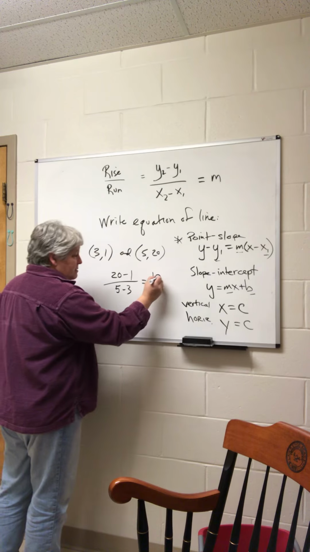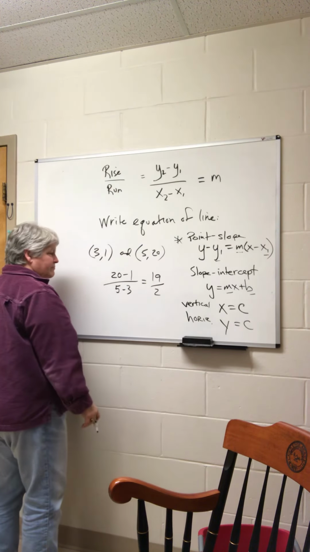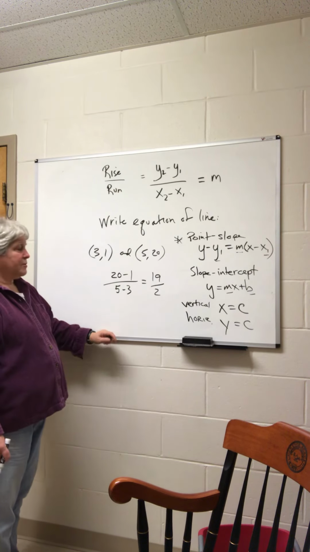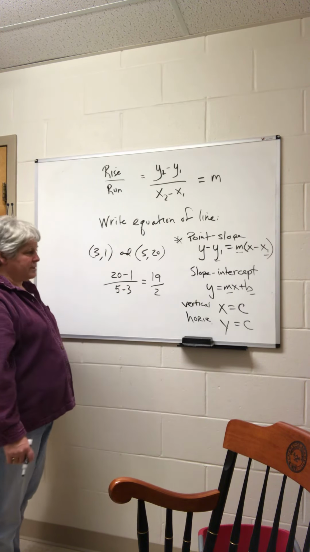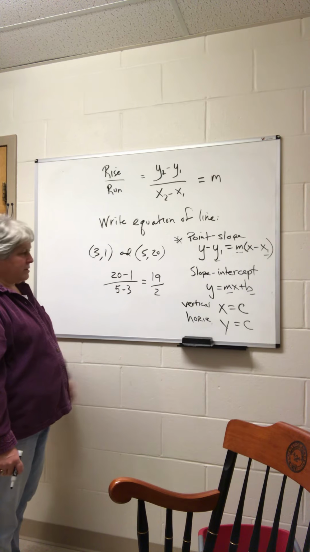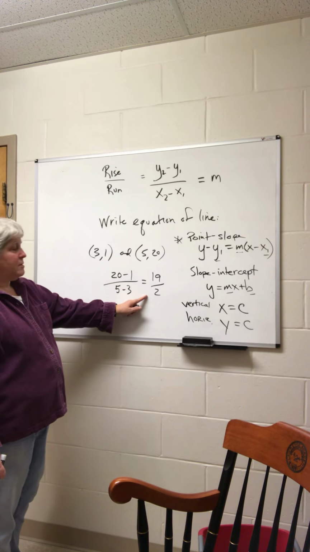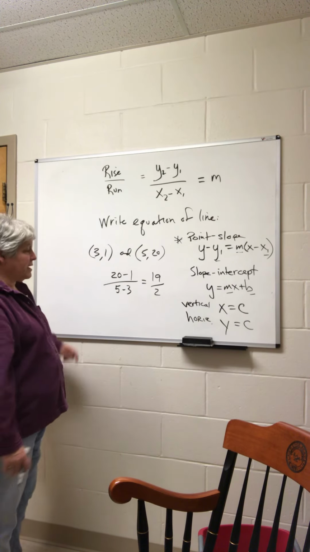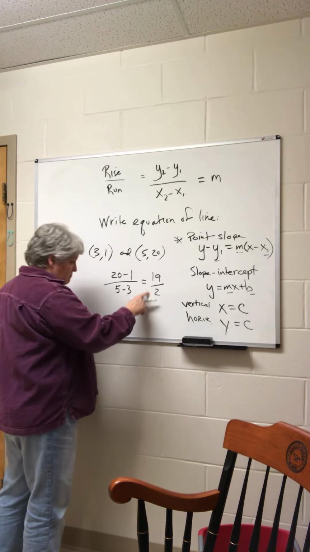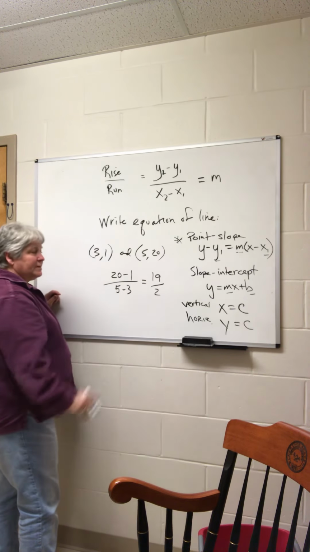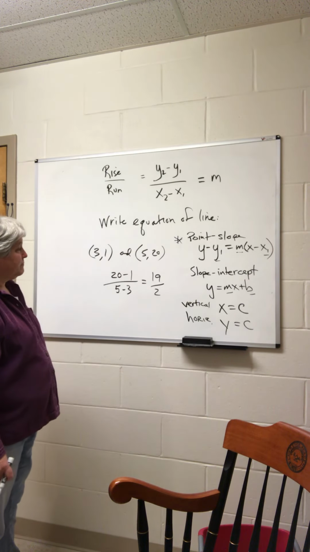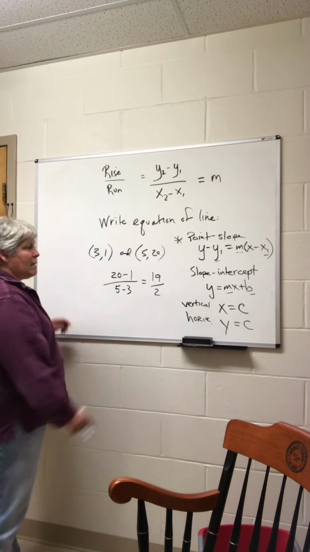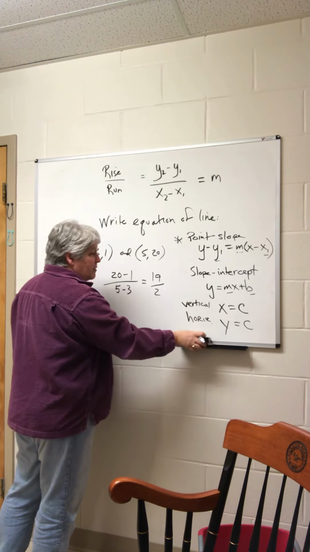And you get 19 halves. If this reduces, feel free to reduce it, but do not turn it into a decimal. Do not turn it into a mixed numeral. Leave it as just a regular fraction, something over something. If it happens to be an integer, go ahead. If it were 18 over 2, call it 9. Okay? So that would be an example of using this formula.